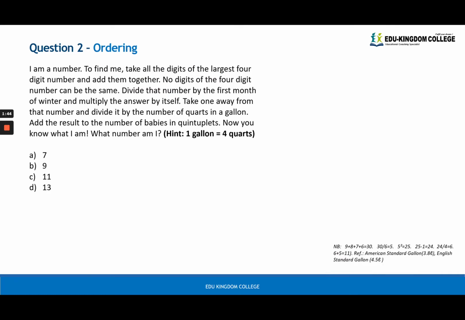Number 2. So this is more of a logical statement, logical thinking question. I have a number. To find me, take all the digits of the largest 4-digit number and add them together. Largest 4-digit number with no digits the same. Start with 9,876, giving the 9 to the biggest one. When we add it together, you get 17 plus 13, which is 30.